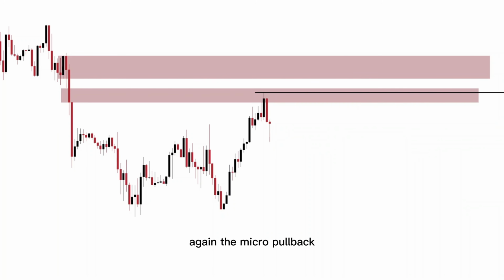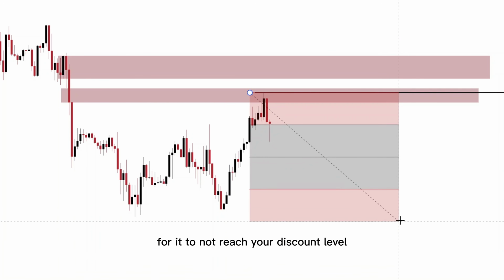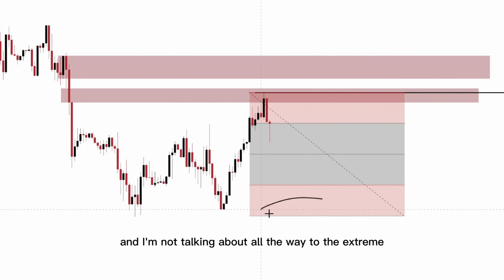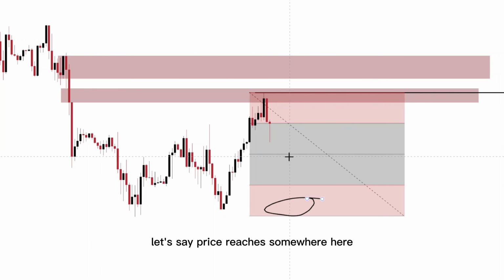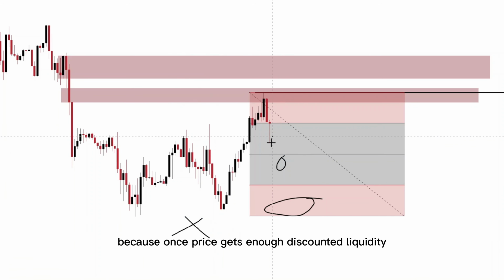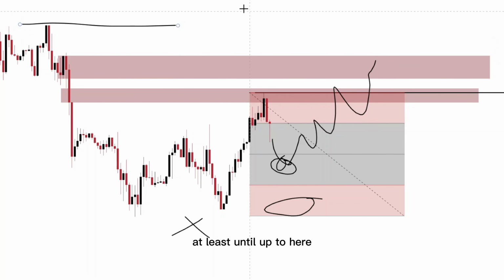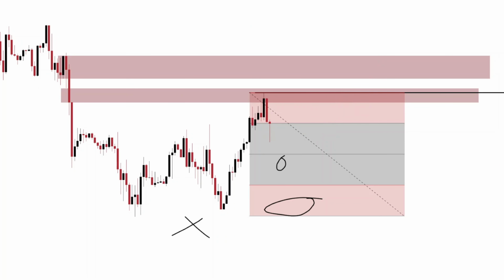Again, the micro pullback, the important thing for your micro pullback is for it to not reach your discounted level. And I'm not talking about all the way to the extreme. Let's say price reaches somewhere here. This will nullify the trade, because once price gets enough discounted liquidity, price can always start a new micro bearish trend, at least until up to here, to take out this major liquidity. So that will nullify the trade.